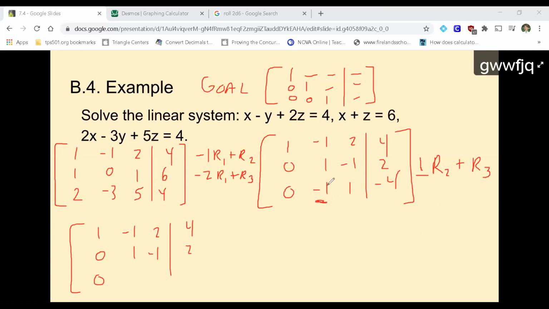All right, 1 times 1 is +1, plus -1 is 0. -1 times 1 is -1, plus 1 is 0. Uh-oh. And then 2 times 1 is 2, plus -4 is -2. This means that 0 equals -2, but that can't be true. So that means this has no solution. And you don't even need to finish.